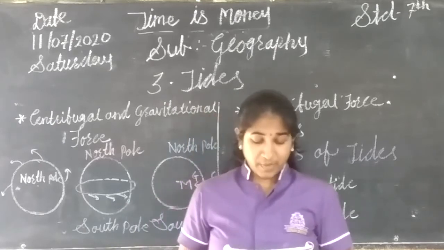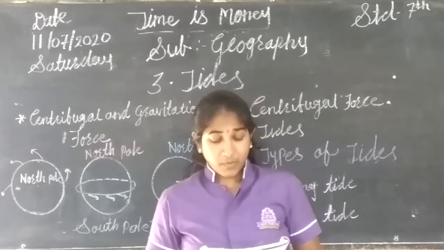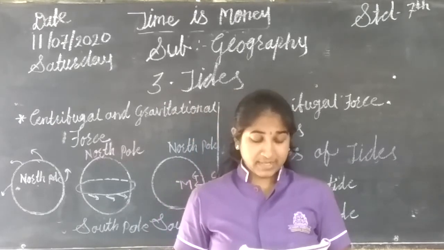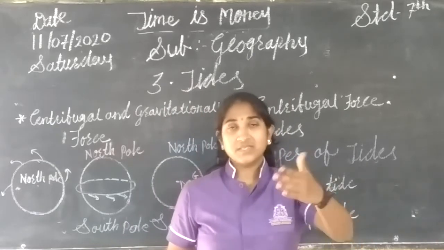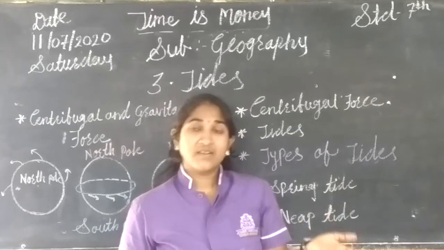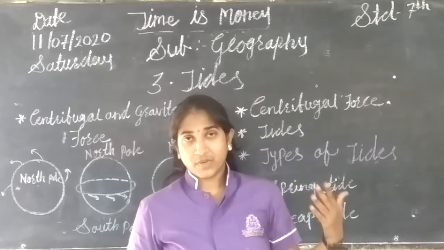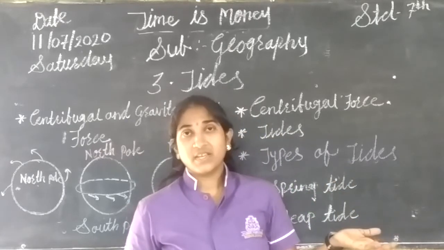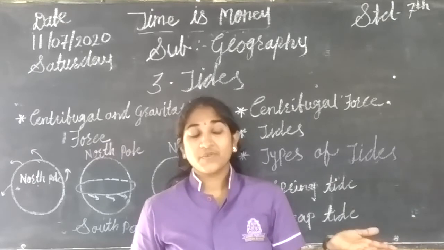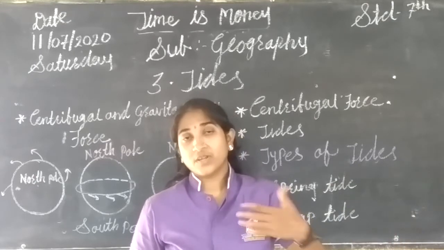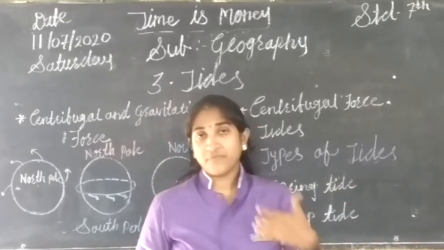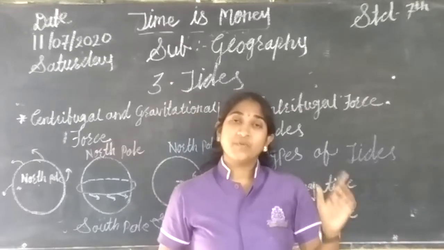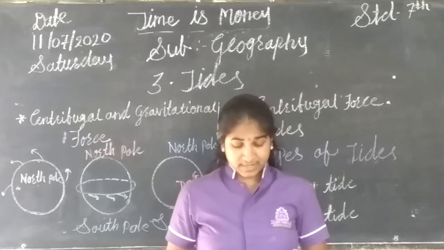We call these movements of sea water tides. Okay, the movement of the sea water is called tide. That means whenever you are going to the sea, you can observe that this water movement is always going on. Then it may be near to the coast or far away from the coast. The movement of this sea water is called the tides.